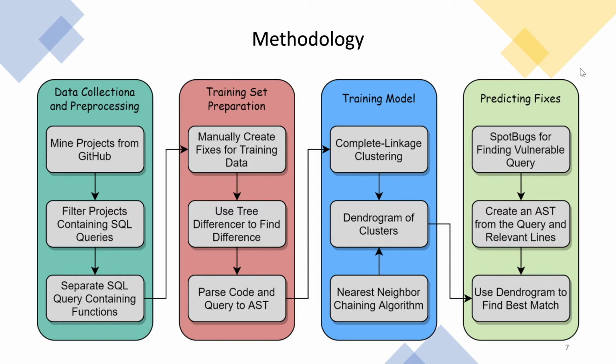For the fixing process, we use SpotBugs to find the vulnerable query. Then we create an AST for the query and the relevant lines. We use a language-specific parser to do that, and this is the input that we actually want to generate a solution for, and we are going to use the dendrogram to find the solution.